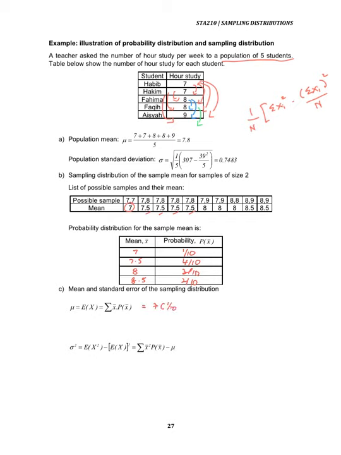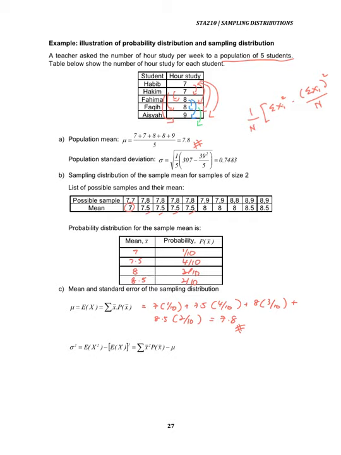We calculate like this: 7 times 1 over 10 plus 7.5 times 4 over 10 plus 8 times 3 over 10 and 8.5 times 2 over 10. We will get 7.8. Look at the mean of the sampling distribution, we get 7.8, and the population mean we get 7.8. They are the same, meaning the mean of the sampling distribution is equivalent to the population mean.